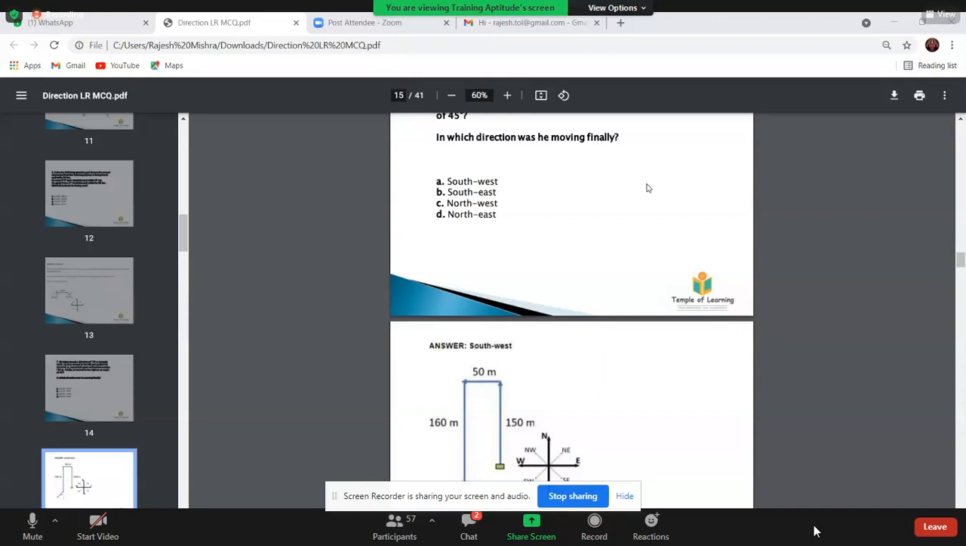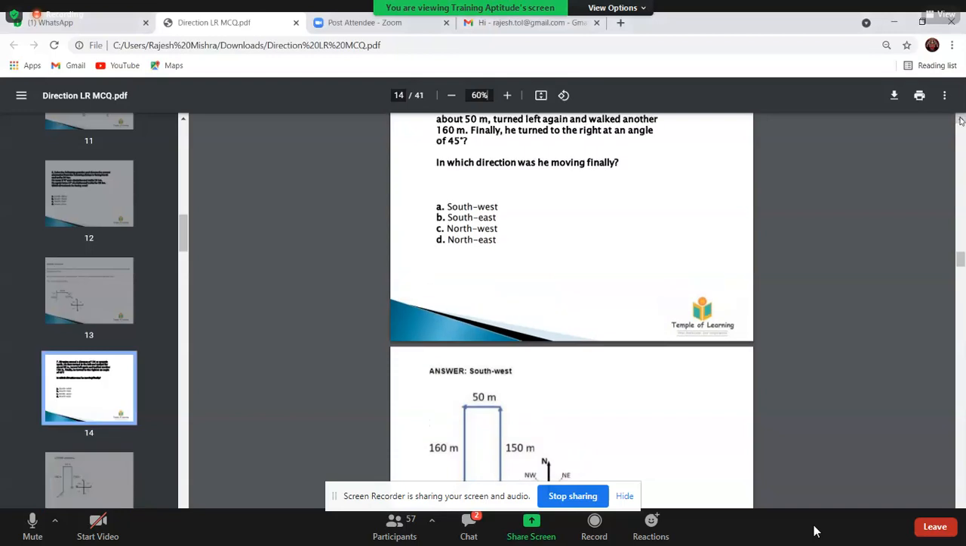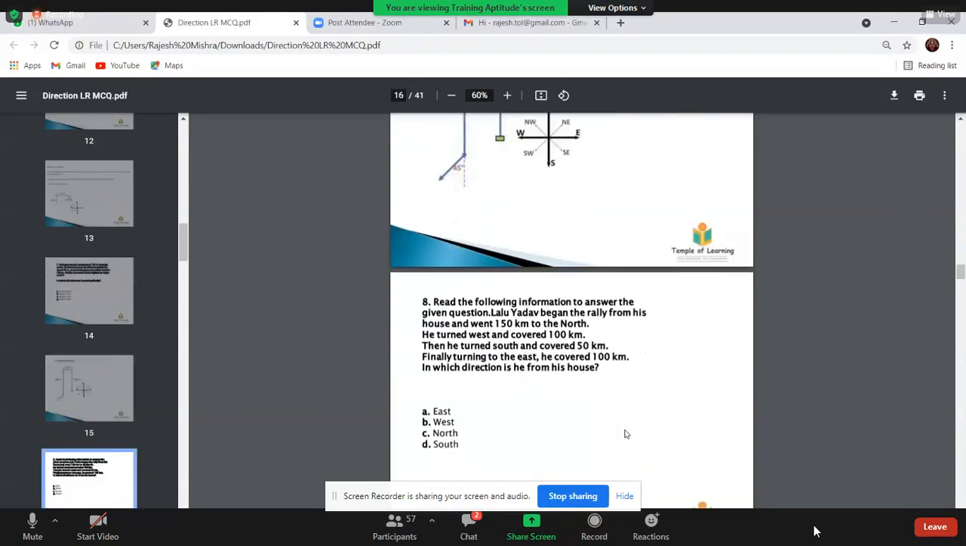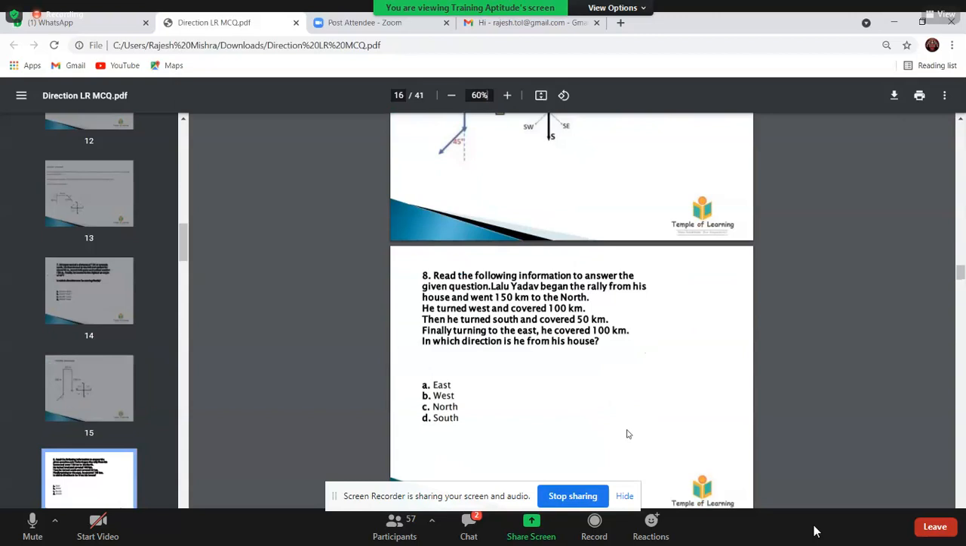Let me just open the content for you. So about 50 meters. So इसके पहले क्या था? North. One minute. Where are you moving eventually? You are moving in the southwest direction. Is this okay? Just the diagram. Remember, the crux of the story is to draw the diagram correctly.